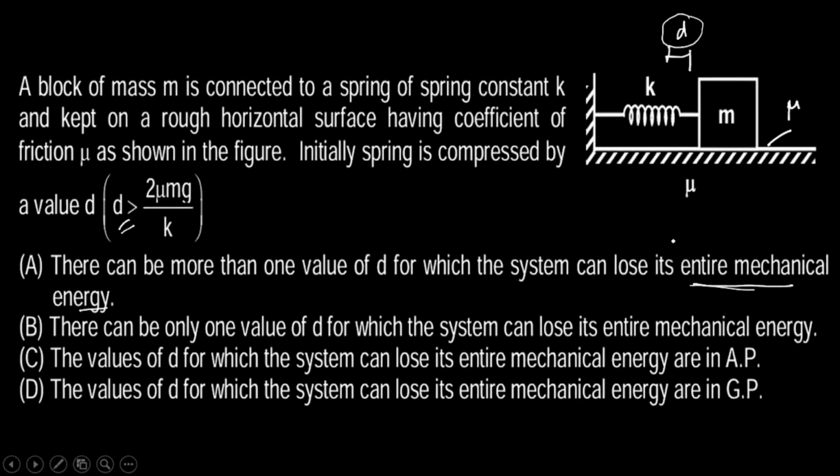The meaning of this is that when the block comes to rest, then the extension in this spring is 0. That means the block should come to rest only at the mean position. Mean position means extension or compression in the spring should be 0. Okay, so with this in mind, let us approach this question. Suppose initially the block is lying compressed. This dash line represents the mean position of the block when there is no compression, no extension. So this distance is D.